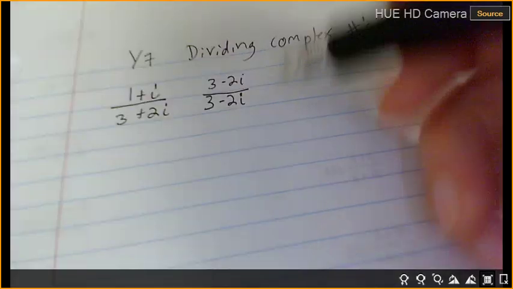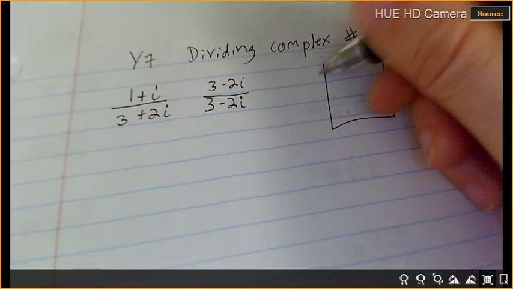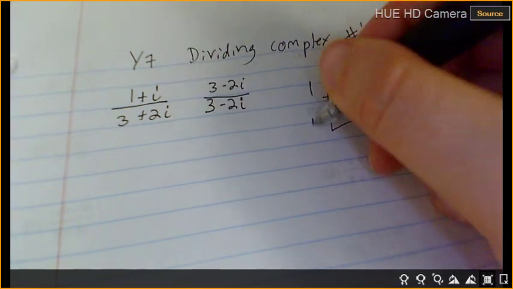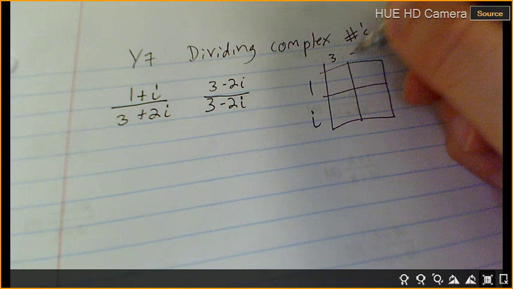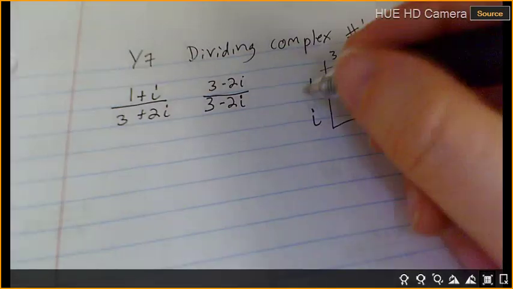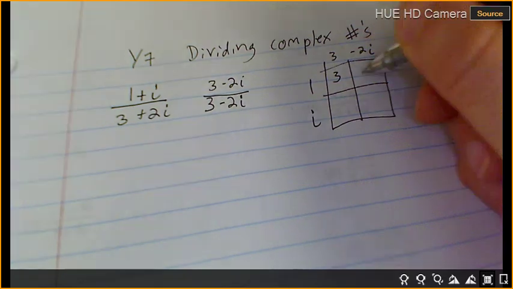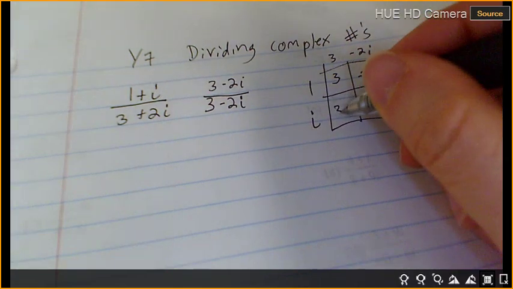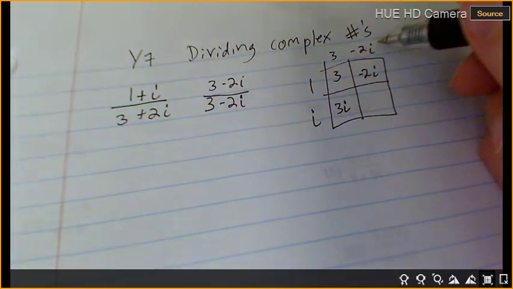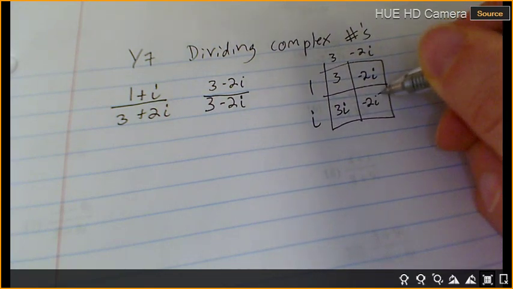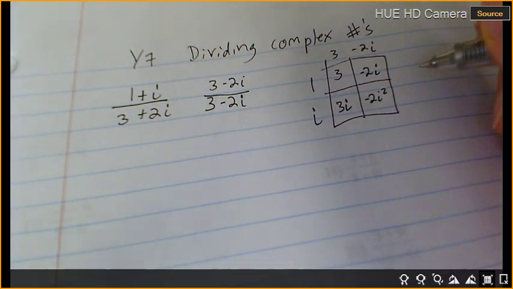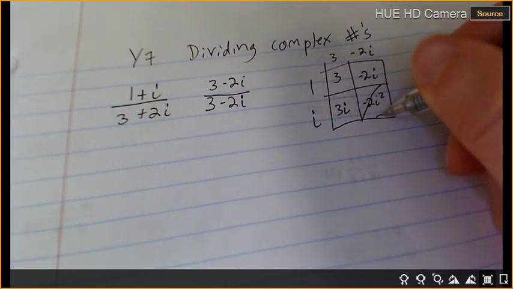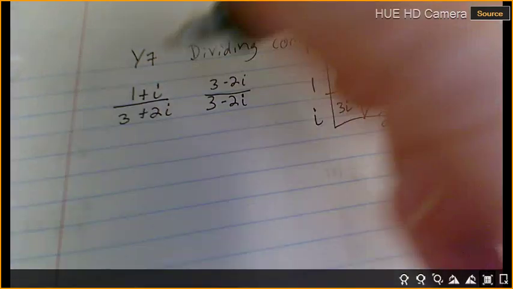So first I'm going to do the top. So I build my box. I've got 1 and i, and I've got 3 and negative 2i. So 1 times 3 is 3. 1 times negative 2i is negative 2i. i times 3 is 3i. And i times negative 2i is negative 2i squared. When we have an i squared, it's the same thing as times negative 1, so this whole thing becomes 2. So my top over here becomes 3 plus 2 is 5, and 3i minus 2i is just 1i.